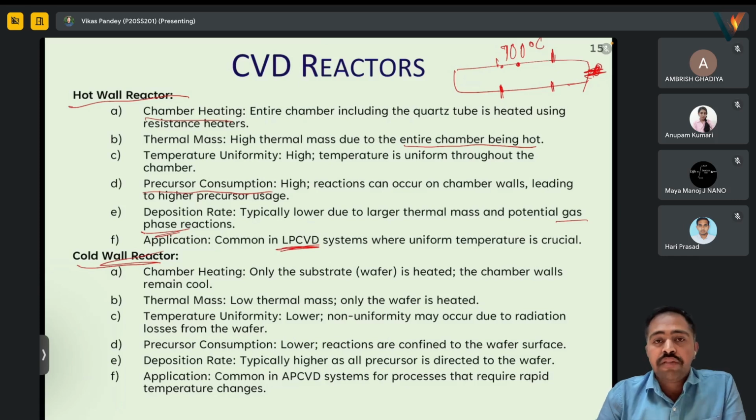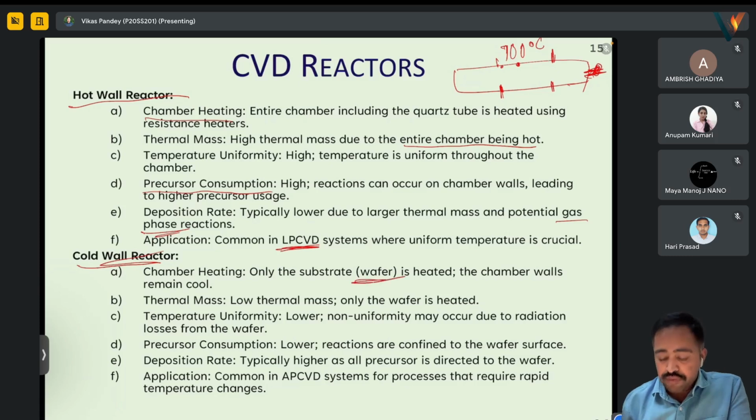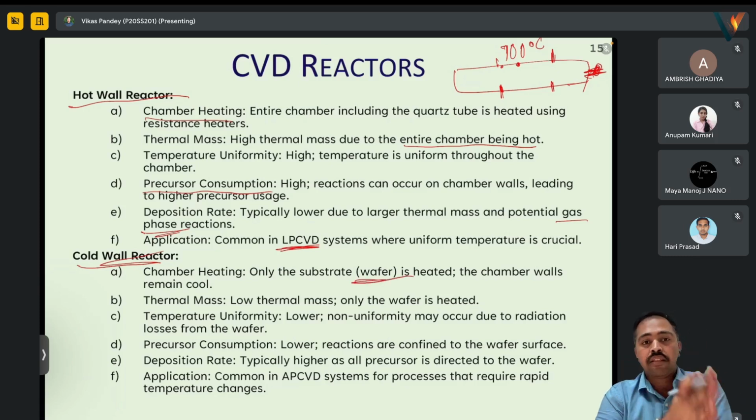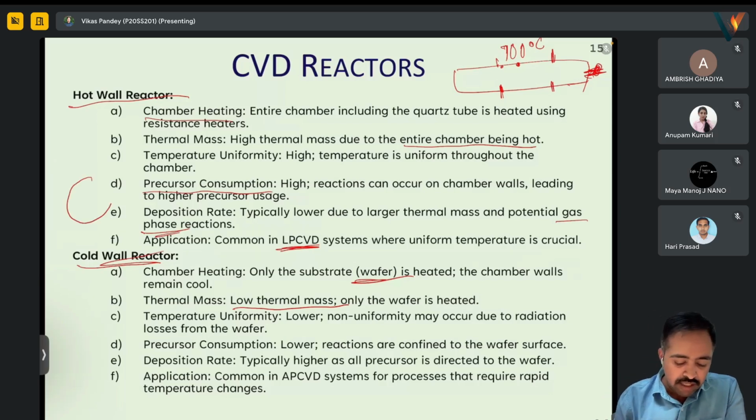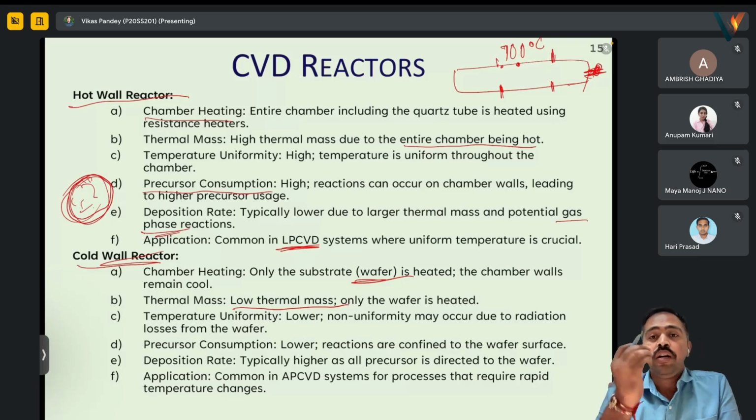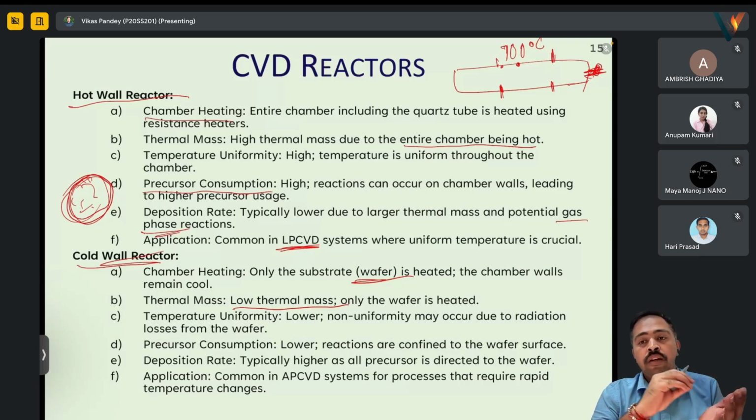Whereas there can be another CVD reactors which are cold wall reactors, in which only the wafer where the actual reaction has to take place is heated and the chamber walls remain cool. This will actually result in low thermal mass, more uniform, since only the area that we want the reaction to take place, that is heated, and that is at the point where we want the reaction to take place. That is at the condition where the reaction will take place.